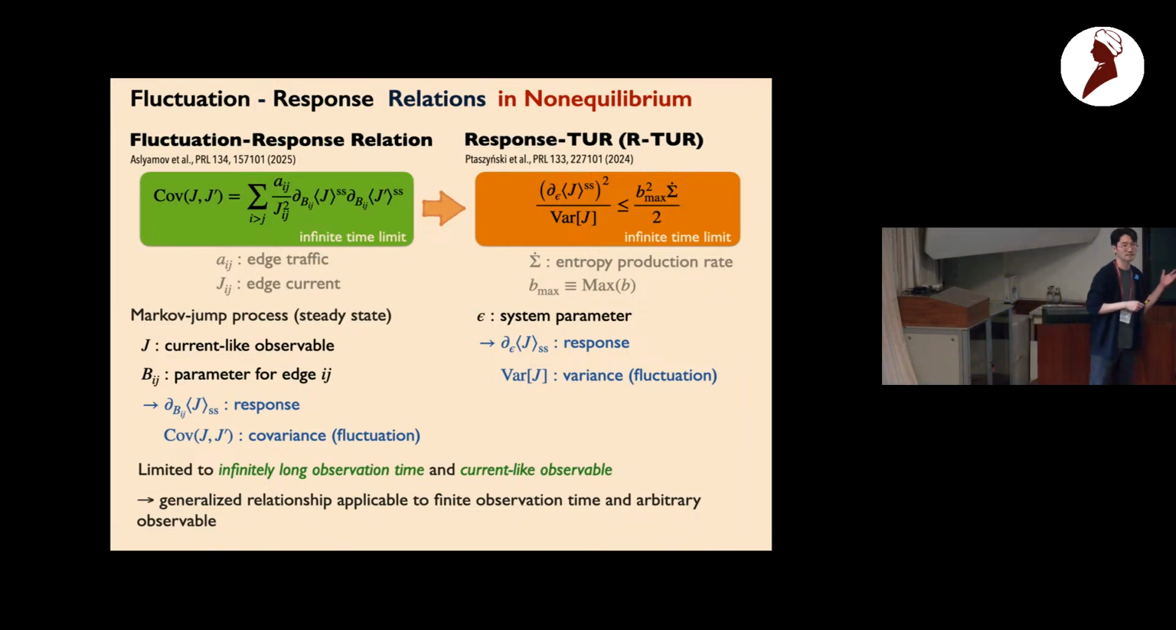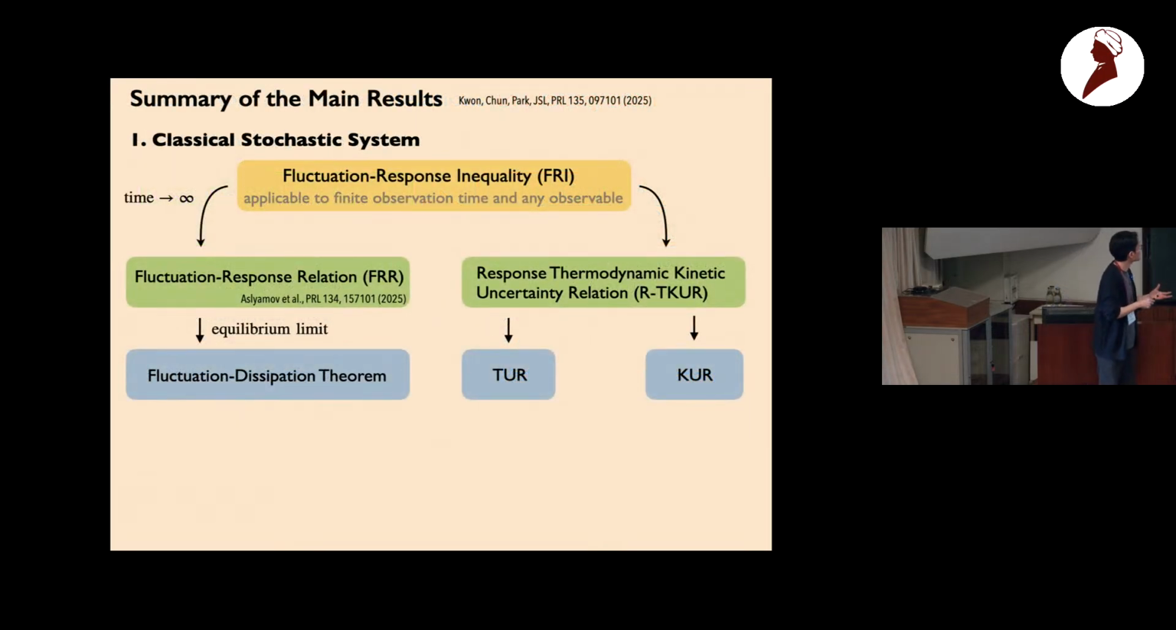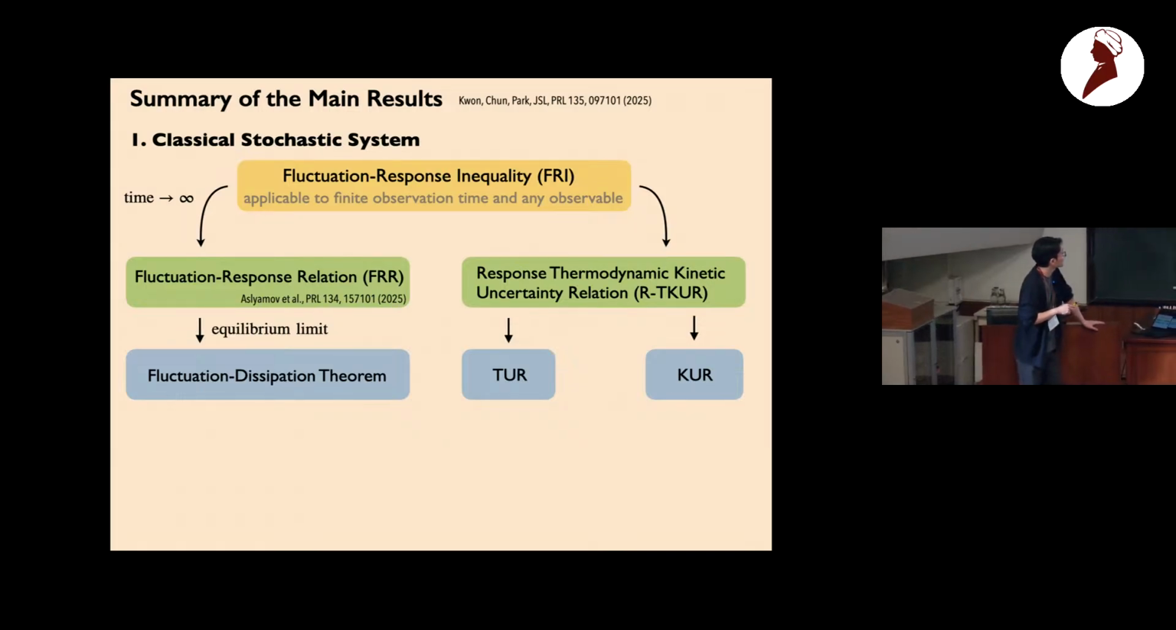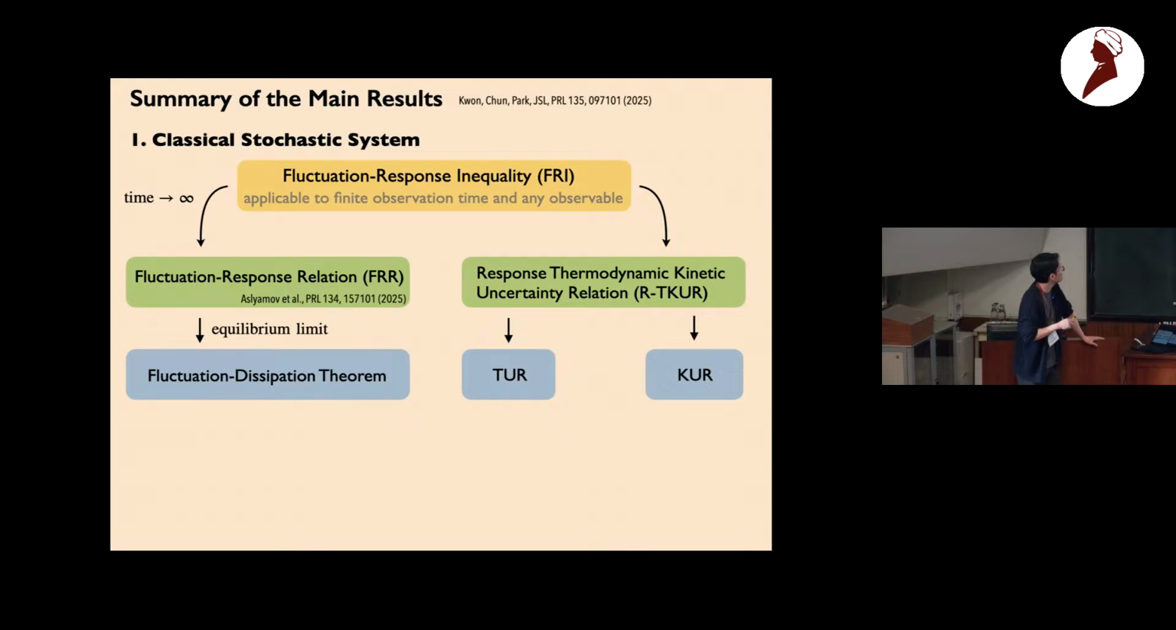Okay, so we succeeded in achieving this generalization finally. So we finally obtained this inequality called the fluctuation response inequality. This is applicable to finite observation time and any observables. So from this relation, we found that by taking the time-goes-to-infinity limit, this inequality becomes an equality. So this is the previous result I showed you, the fluctuation response relation. And by taking the equilibrium limit of this, we can show that it goes to the well-known FDT.